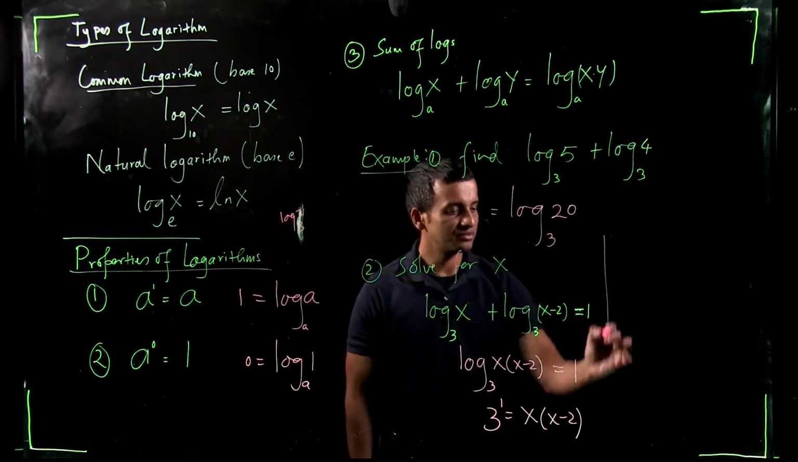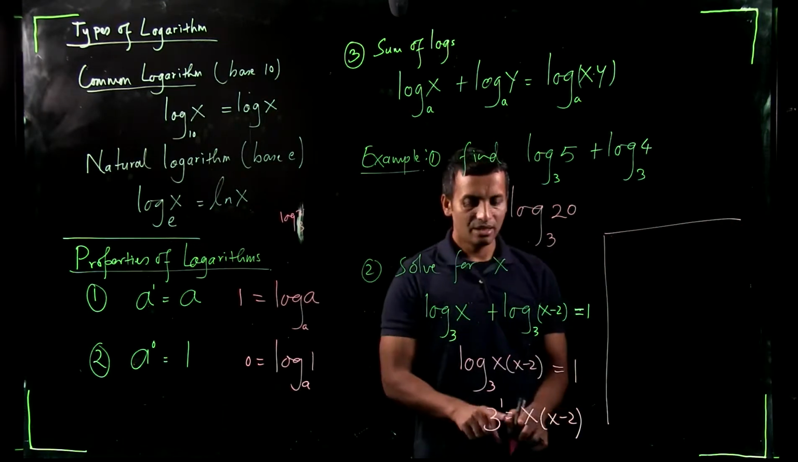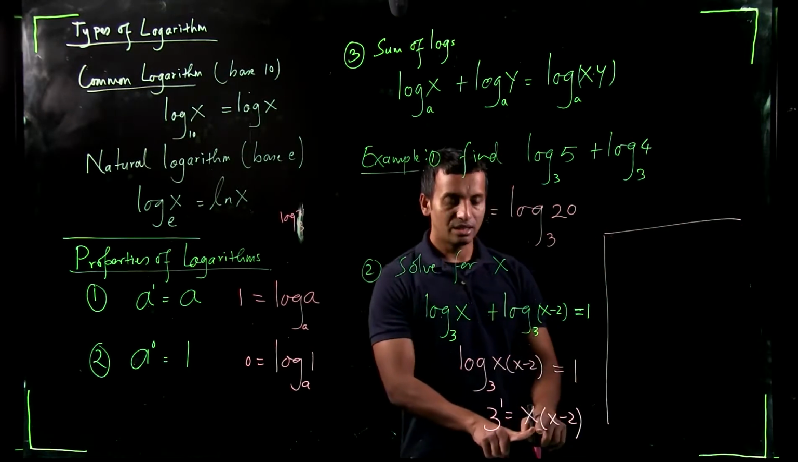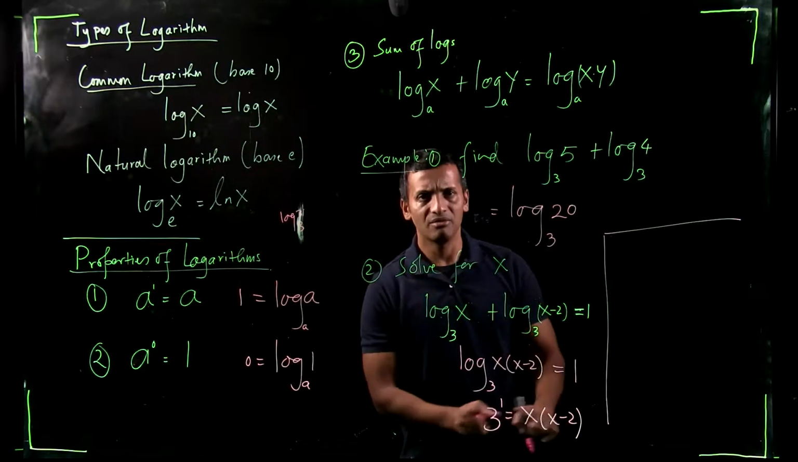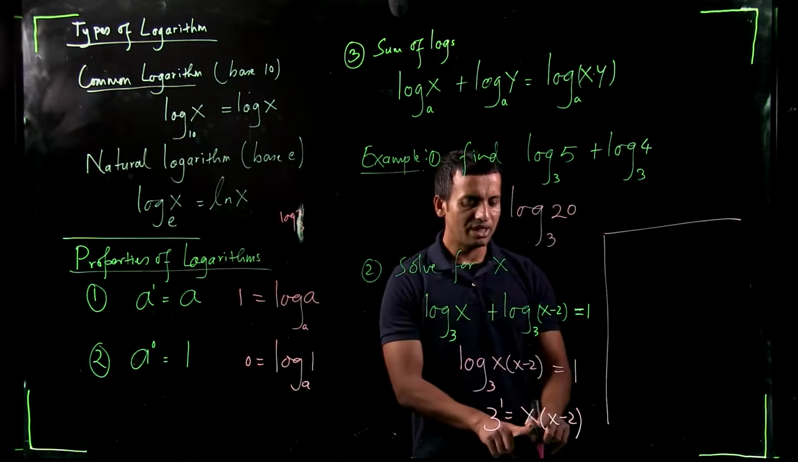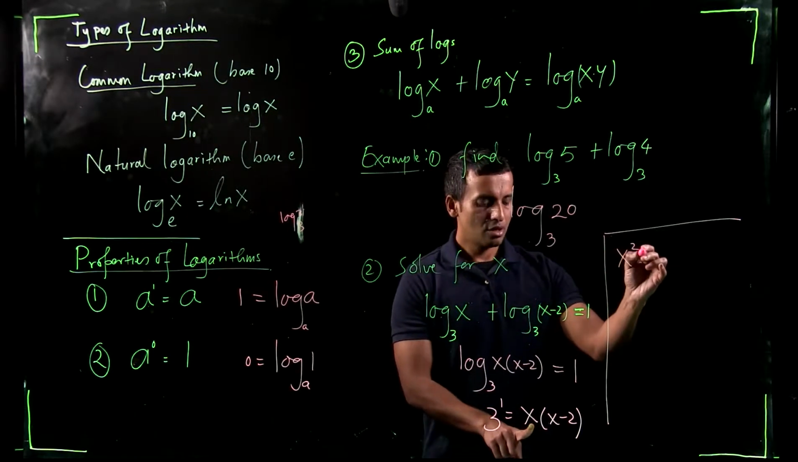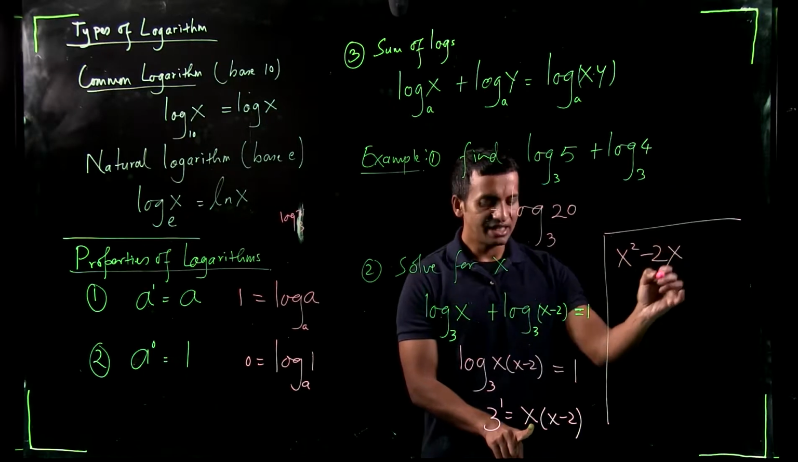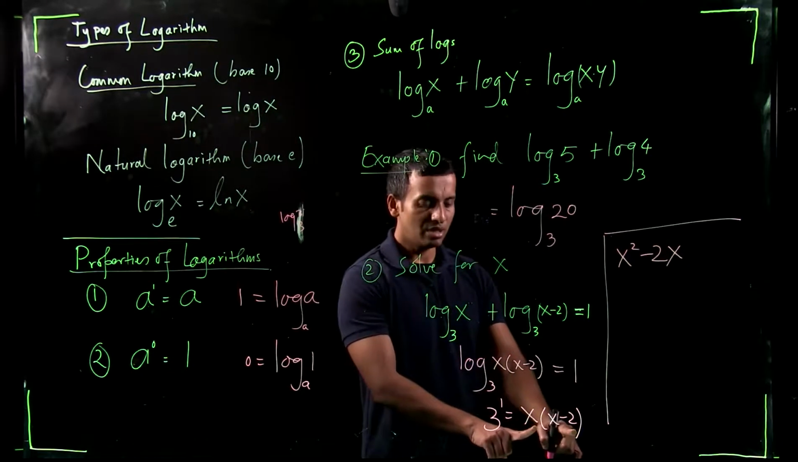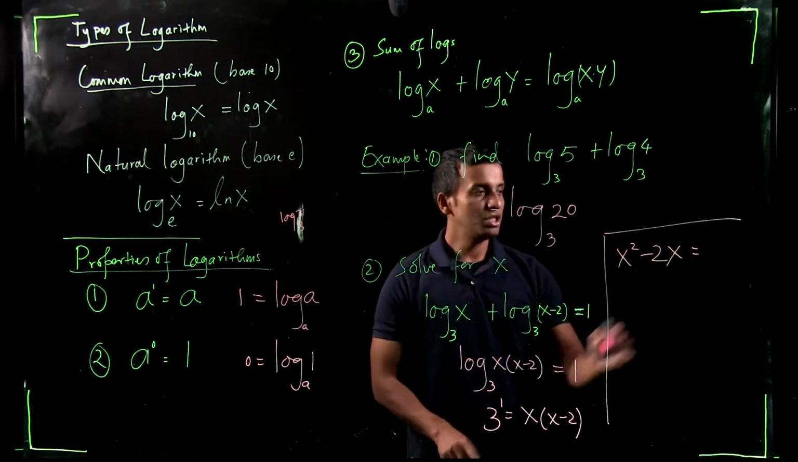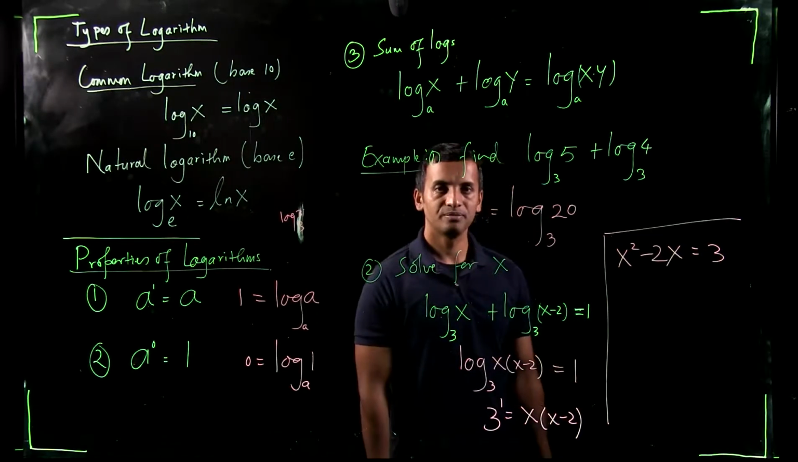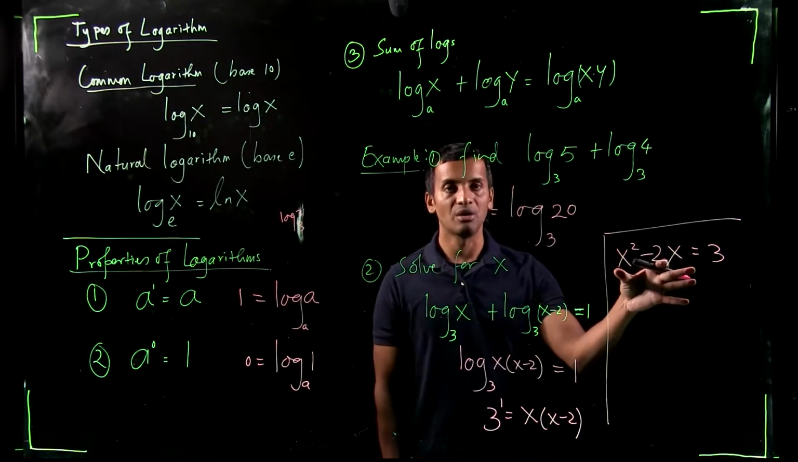Now what you do next is distribute the right hand side. You can write everything to the left side. So what you can do is x squared minus 2x. I distributed x to x and 2, equals 3 to the 1, which is 3. This is a quadratic equation now, right?